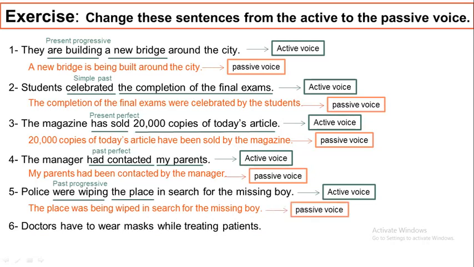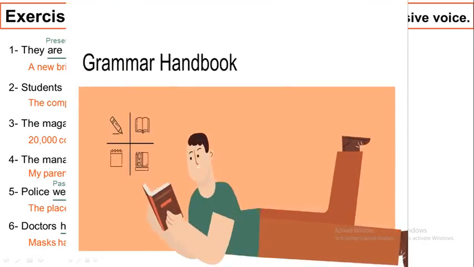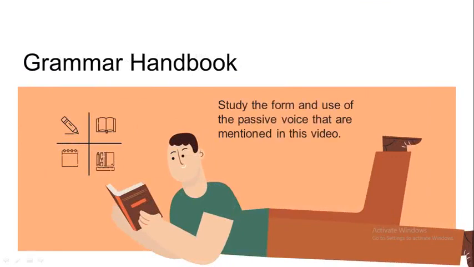The last one. Doctors have to wear masks while treating patients. Have to wear is the main verb that includes a modal phrase. Masks is the receiver of the action and it will be: masks have to be worn by doctors while treating patients. I wish that all of your answers were correct. Now what you have to do is to study the form and use of the passive voice that are mentioned in this video and solve practices 1, 2, and 3, pages 104, 105, and 106.